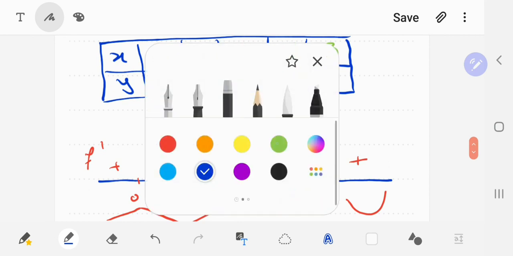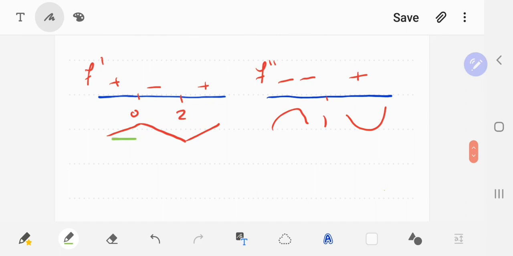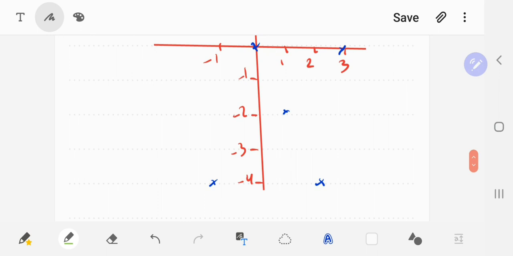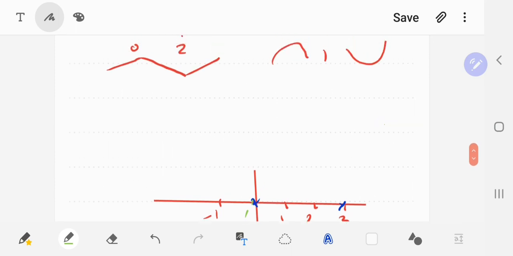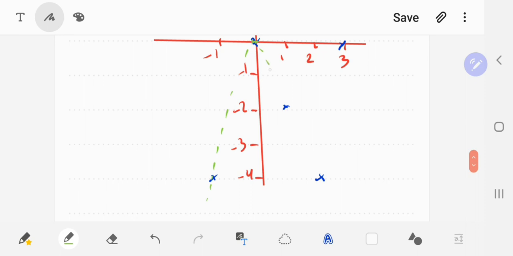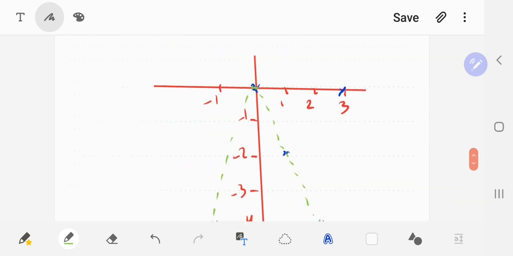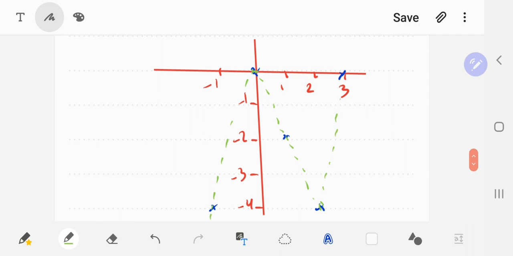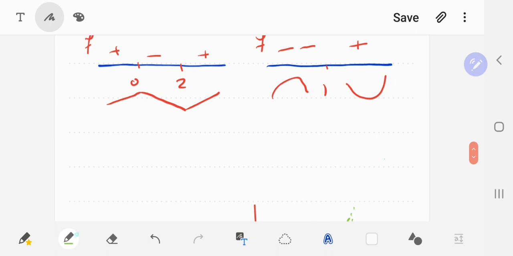Okay, now let's try to translate everything. So the function will be increasing up to 0, which means it will pass by these points and it will be increasing. And then it is decreasing from 0 to 2. So it will pass by the points, decrease till 2. Then it's increasing after 2 till infinity. So it will go like this till infinity. Now, if you notice, I didn't use the concavity yet. So now let's put everything together.